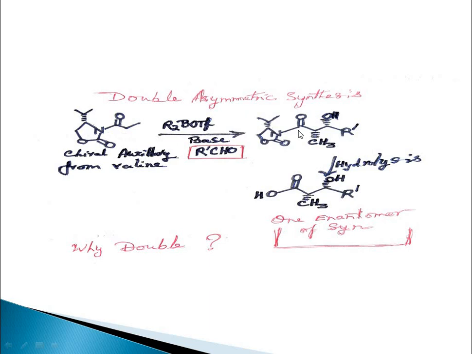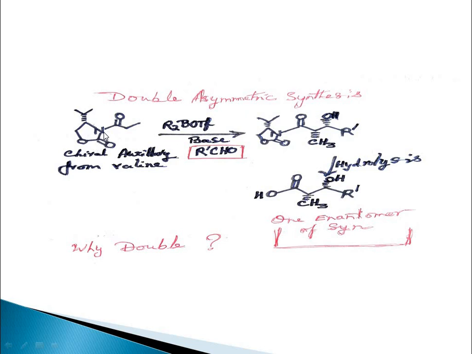And this enantioselectivity is done how? By a very interesting method, where we go again for double asymmetric synthesis. Why? In this case, when one of the components of the aldol condensation is optically active, then enantioselectivity can be achieved. So what do we do? We introduce a chiral auxiliary. Now this chiral auxiliary is from valine. Valine is an amino acid.